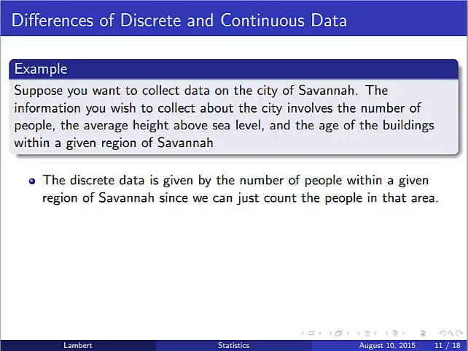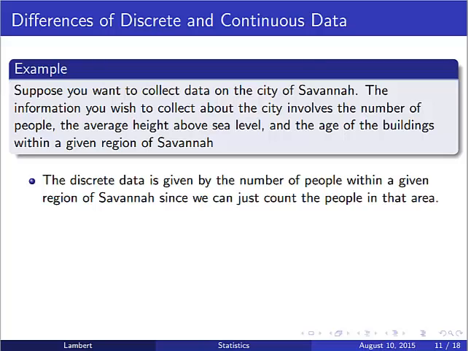So the discrete data in this case is the number of people. And why is that? Well, you can't have half a person or 3/4 of a person. That just doesn't happen. So that means that's discrete data. There's gaps between numbers. In fact, you're having 0, 1, 2, 3, so on and so forth. But wait a second.